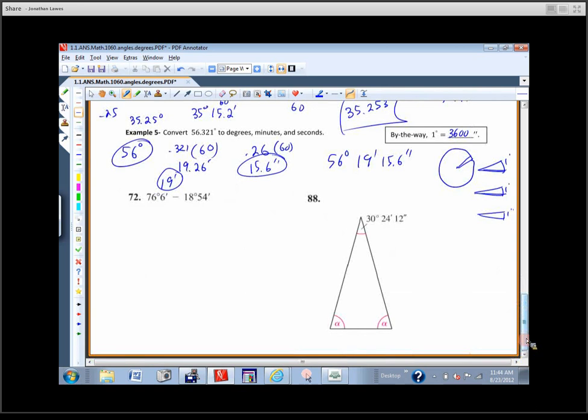Okay, let's take a look at the last couple problems. Are there any questions so far? We're all right? Okay, so this problem right here is just a simple subtraction problem. So we're supposed to take 76 degrees and 6 minutes and subtract 18 degrees, 54 minutes. So, pretty basic. You're all pretty good mathematicians here. What do we do first? Correct idea, Alexis. So she said transfer. What word did you learn in elementary school?